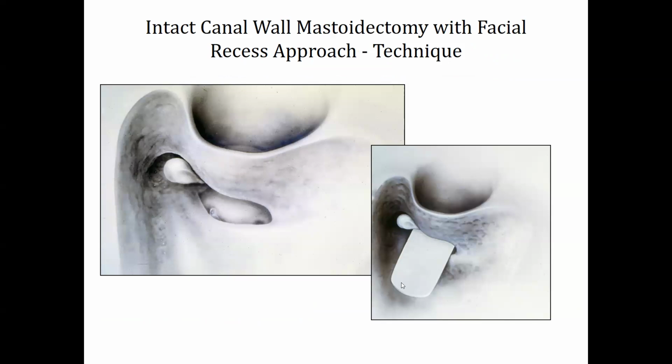So this just shows now the advantages of the facial recess. Now we've removed the incus. Right now you're seeing the residual malleus. Here's the stapes. Here's the round window niche. The idea here is this is just for exposure, for access, right?